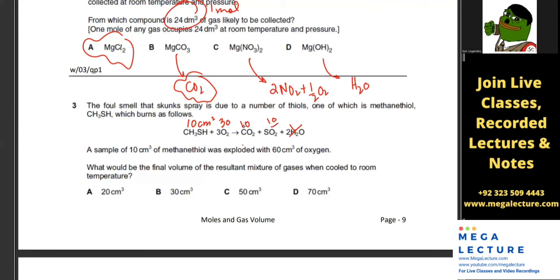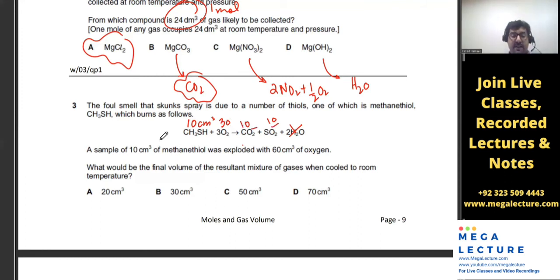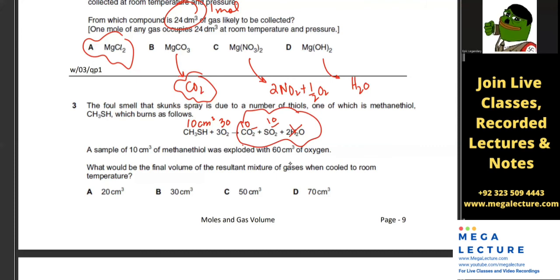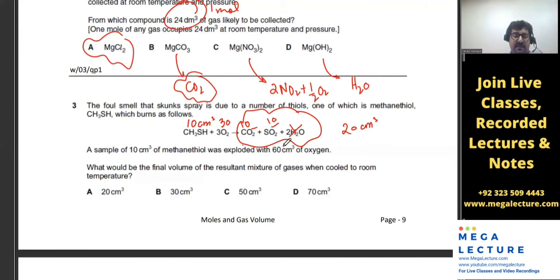So what he's asking is, if 10 cm cube of methanethiol is exploded in 60 cm cube of oxygen, what would be the final volume of the resultant mixture of gases? So the products that are going to be produced are how much? Product is 20, and there is unreacted oxygen as well, because he's using 60 cm cube.